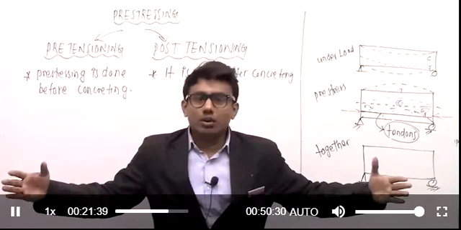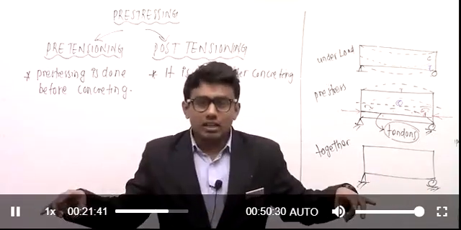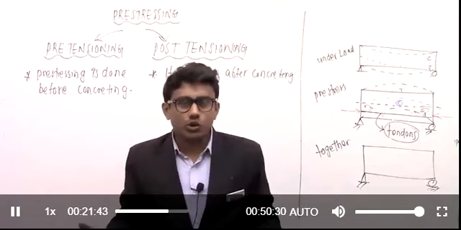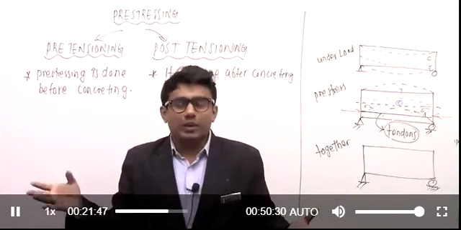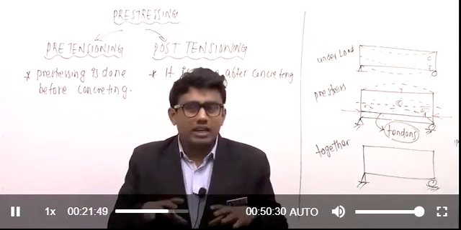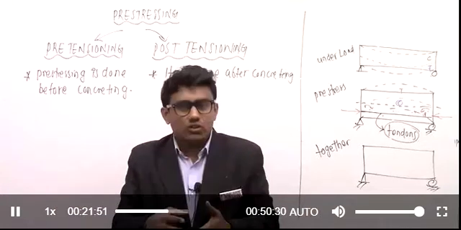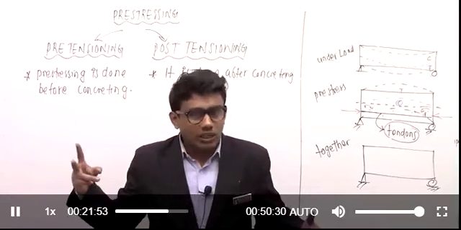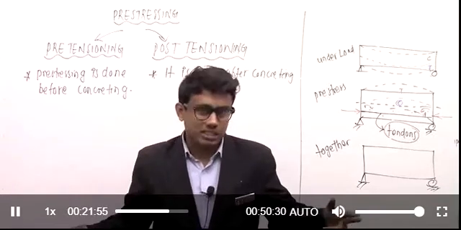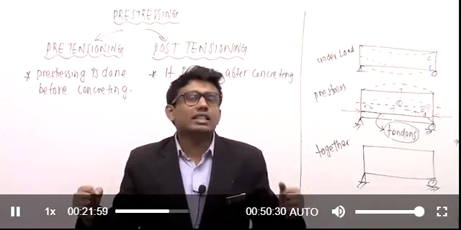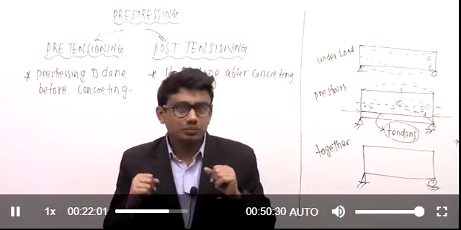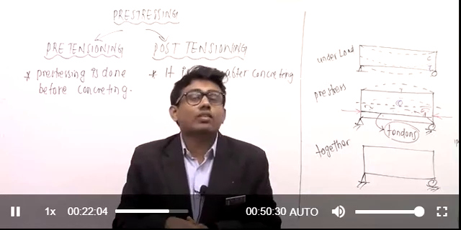Then after that, I'm going to place the concrete here, and we'll do the usual procedure. We'll place the concrete, then curing, compacting, all those things will be done. After the concrete attains sufficient strength, I'm going to cut the tendon at the ends. If I cut the tendon, what will happen?